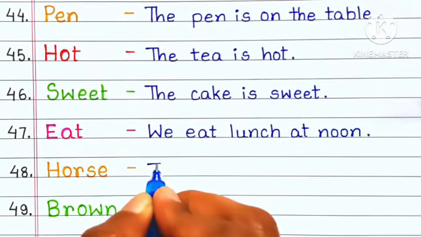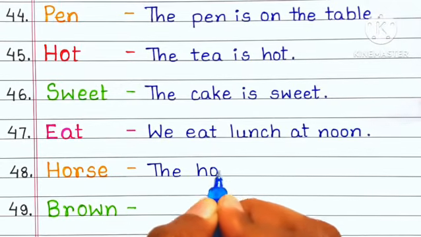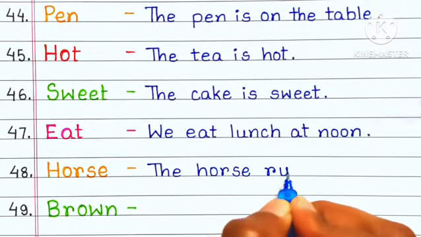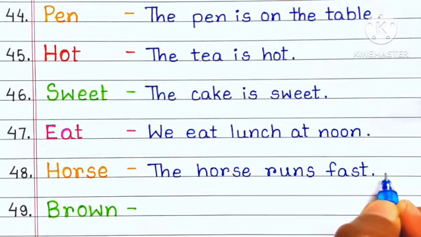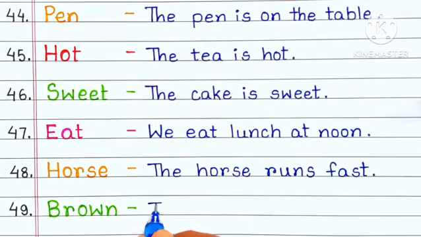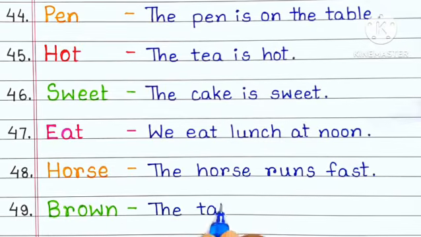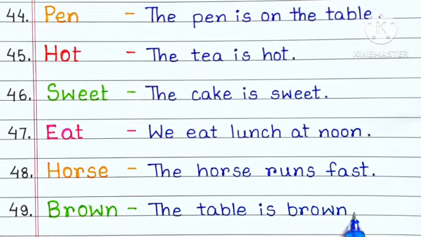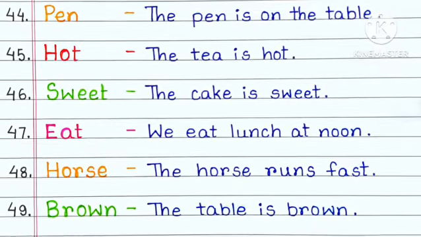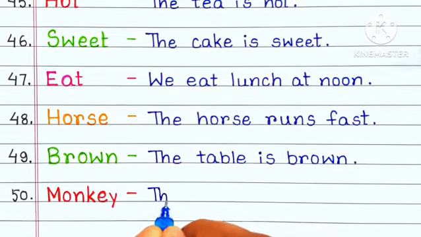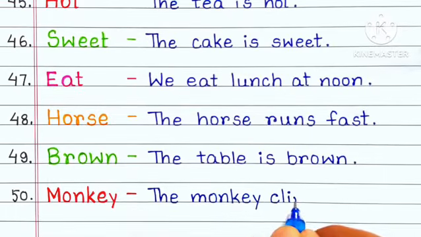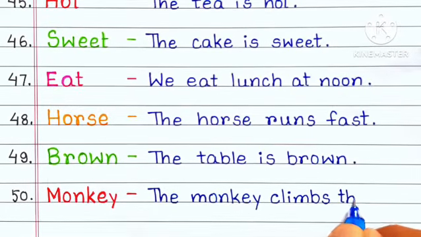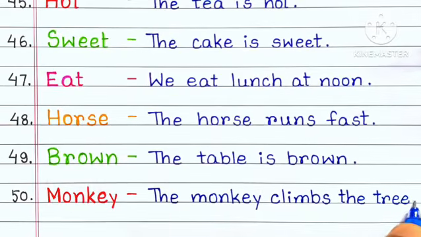Horse. The horse runs fast. Brown. The table is brown. Monkey. The monkey climbs the tree.